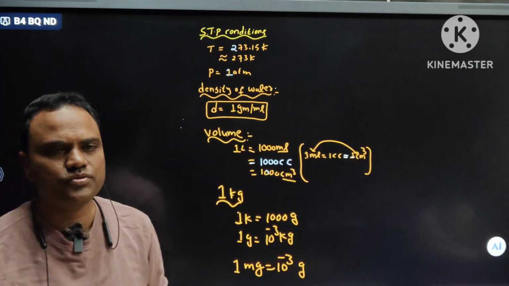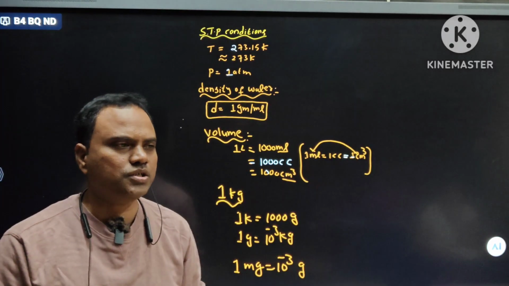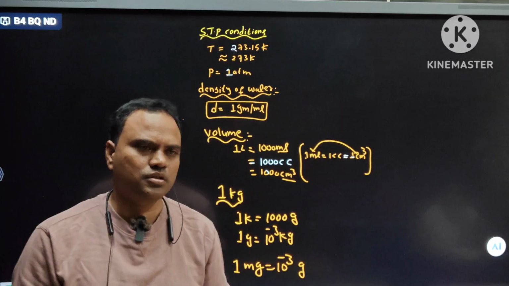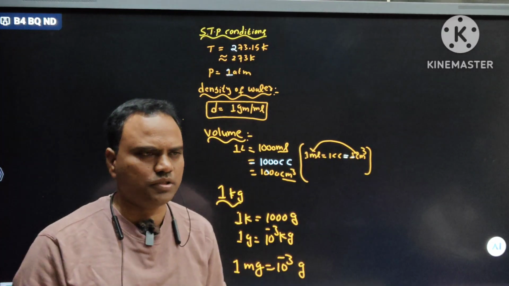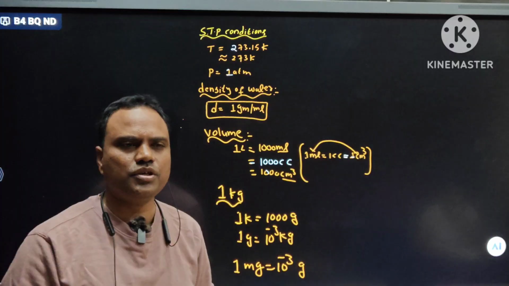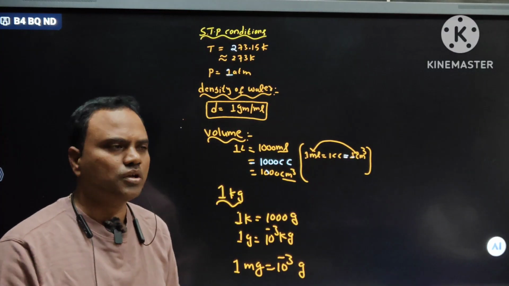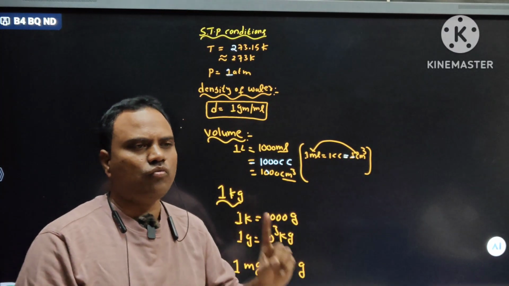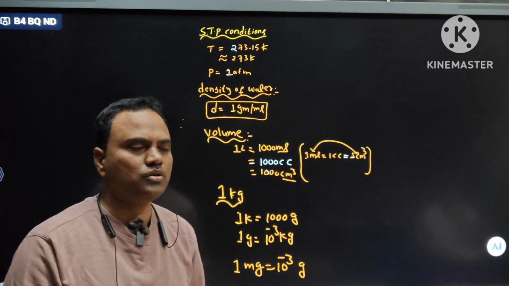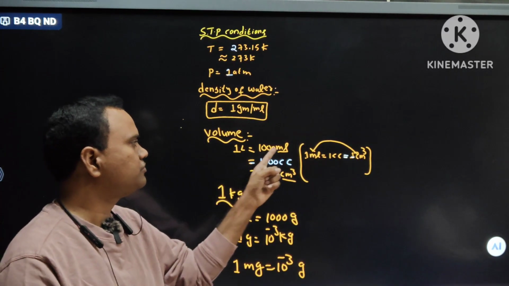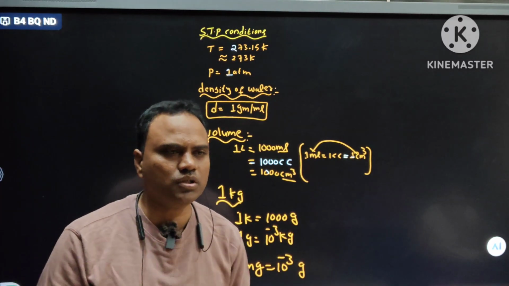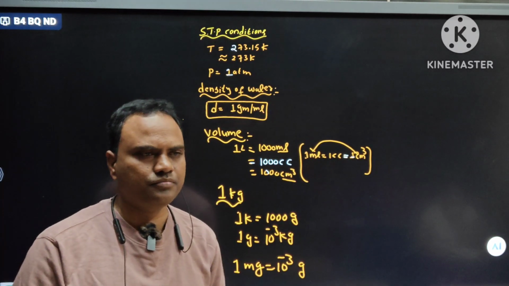Let us start. At STP conditions, what is the temperature value? 273.15 or 273. Pressure is 1 atmosphere. Density of water is 1 gram per ml. 1 ml is equal to how many centimeter cube? 1 ml is equal to 1 centimeter cube. 10 ml is equal to 10 centimeter cube.